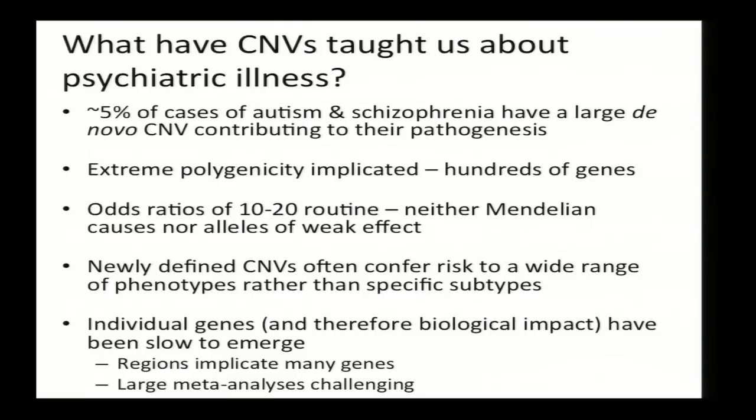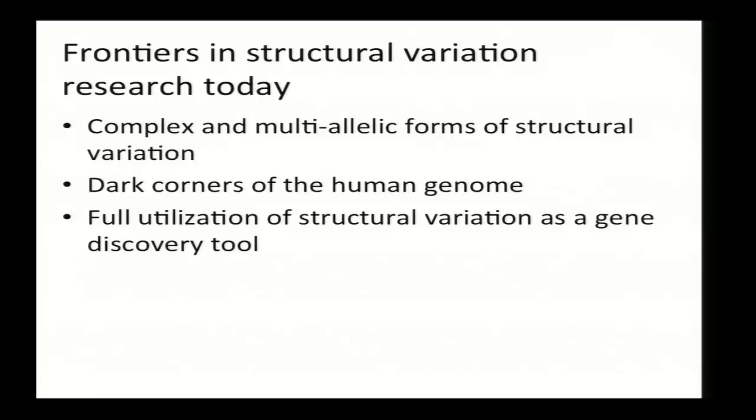So they've taught us about the complexity and polygenicity of these diseases. They've taught us about this space of alleles, that they're not Mendelian causes, but nor are they alleles of weak effect. Taught us about pleiotropy, but individual genes and therefore biological impact have been slow to emerge, mainly because these regions implicate many, many genes, and large meta-analyses have been technically challenging.